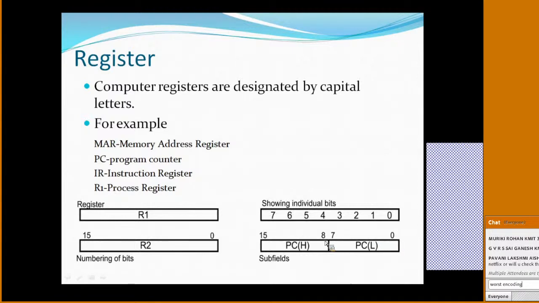The PC lower bits are from 0 to 7. The higher order bits of PC are from 8 to 15. When we discuss the program counter, we'll discuss what these lower bits and higher order bits are. One second.